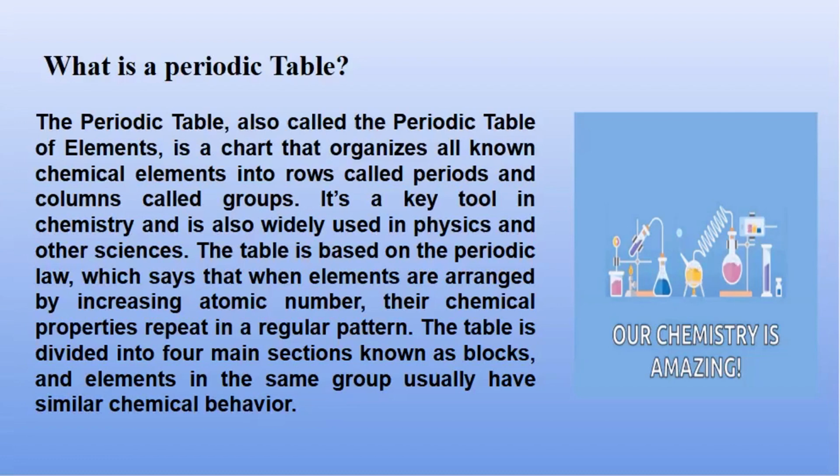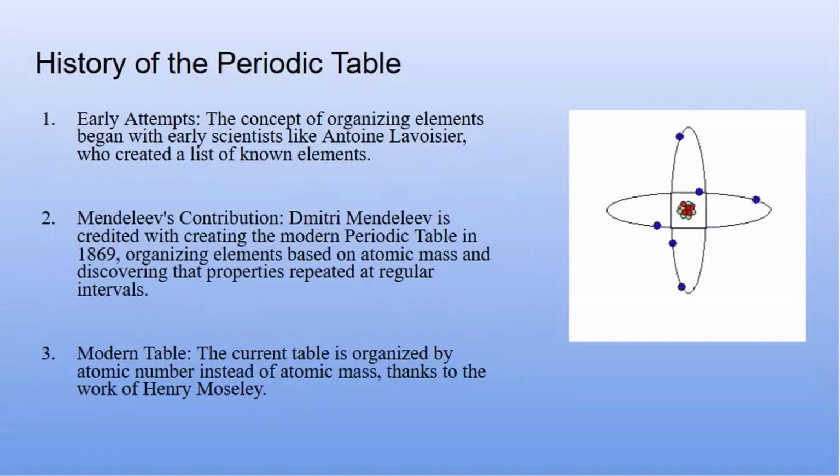Our next point is, what is the history of the periodic table? Now, how did this masterpiece come to be? Let's take a quick look at the history. First, there were early scientists like Antoine Lavoisier who began classifying the known elements. It was a good start, but things really changed in 1869. That's when Dmitri Mendeleev, a Russian chemist, created the first real version of the periodic table. He organized elements by atomic mass and left gaps for elements that hadn't even been discovered yet, and many of his predictions turned out to be right.